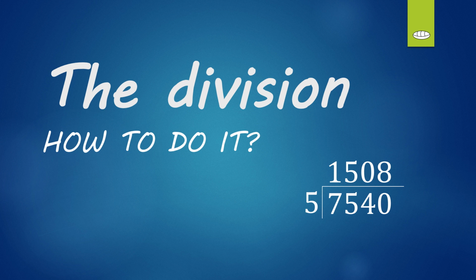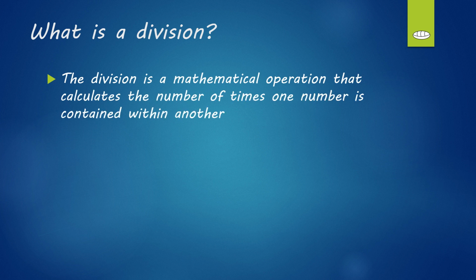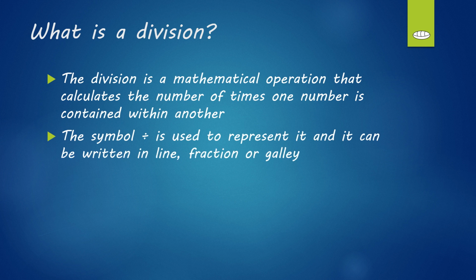The division. How to do it? What is a division? The division is a mathematical operation that calculates the number of times one number is contained within another. The symbol divided by is used to represent it, and it can be written in line, fraction, or galley.